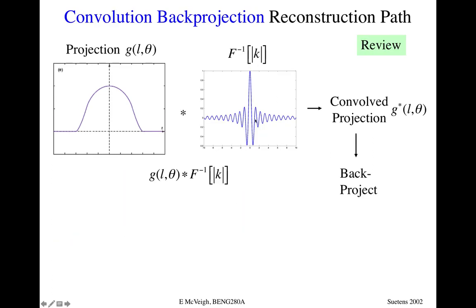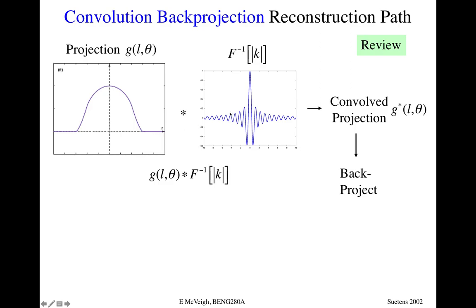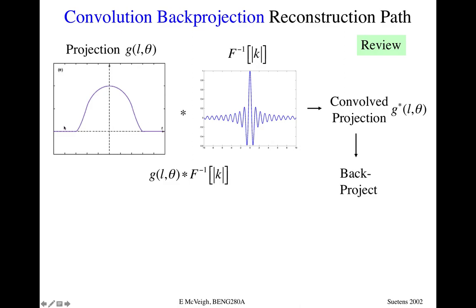There is an alternative pathway because of the convolution theorem, in that a product in the Fourier domain over here is equivalent to a convolution in the spatial domain here. So if we take the inverse Fourier transform of the ramp filter, we can then convolve that with the projection, and we get the equivalent thing, right? The equivalent thing is these g asterisk (l, theta). It turns out that in current computing, and especially in the computing available during the development of clinical CT, this was a more efficient way to perform this operation.